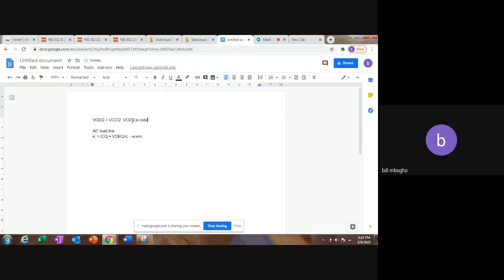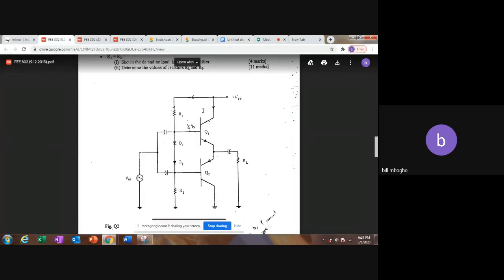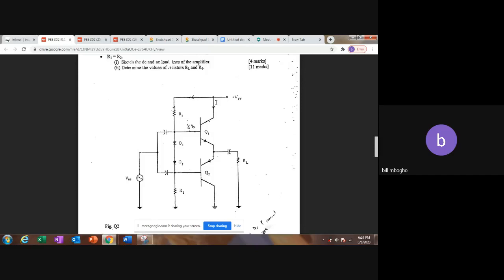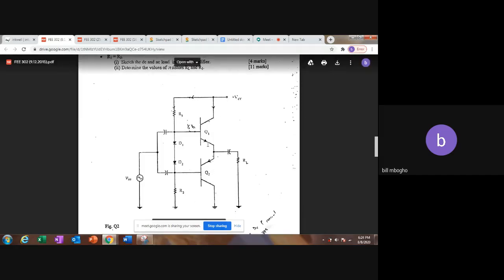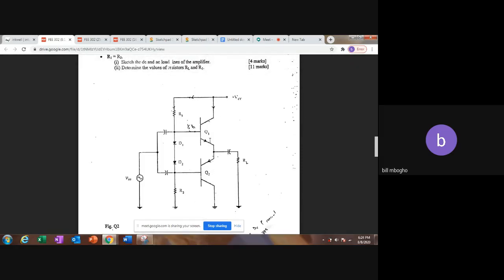So the next thing we realize from this equation is that VCQ is independent of ICQ. VCQ is independent of the current flowing through because of what I've said. I've said that VCQ has to be half. There is no other option for VCQ. It has to be half the VCC. So that means that it's independent of ICQ.